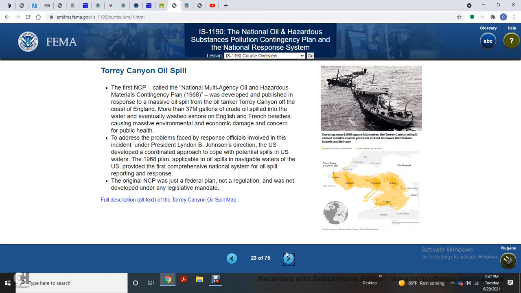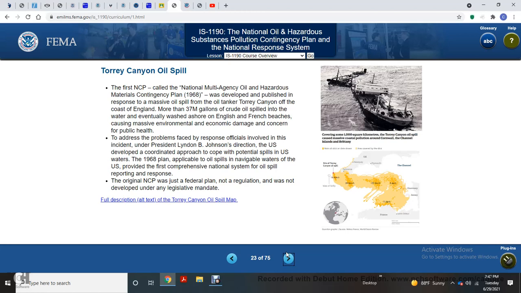Torrey Canyon oil spill. The first National Contingency Plan, the National Multi-Agency Oil and Hazardous Materials Contingency Plan, was developed and published in 1968 in response to a massive oil spill from the oil tanker Torrey Canyon off the coast of England. More than 37 million gallons of crude oil spilled into the water and eventually washed ashore on English and French beaches, causing massive environmental and economic damage and concerns for public health.